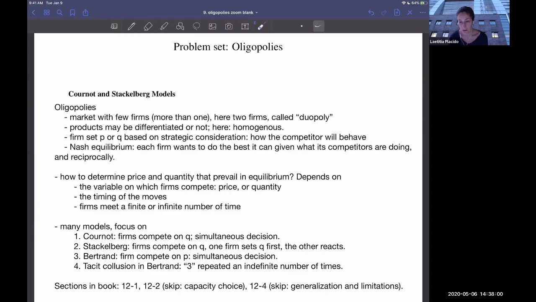So I have picked out the essential models of oligopolies. Today we are going to focus on what is the most important in that chapter.